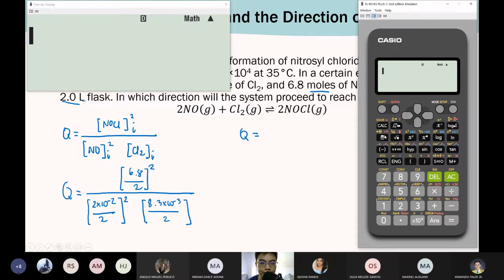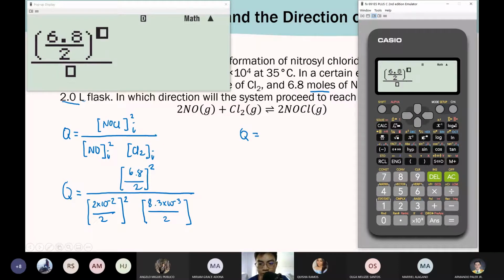Okay, so Q. In the numerator, that's 6.8 divided by 2 squared. Okay. So, gawa ka ng fraction sa numerator. 6.8 divided by 2. Naka-square siya. Raised to 2. Sa denominator, dalawa.